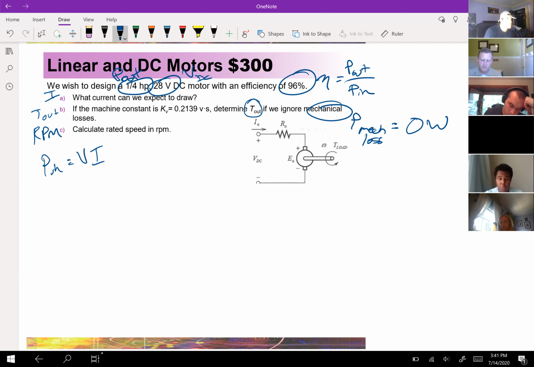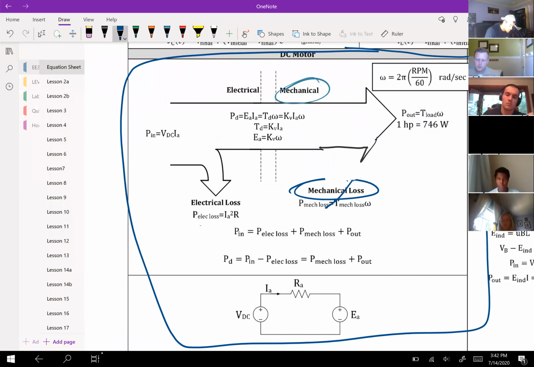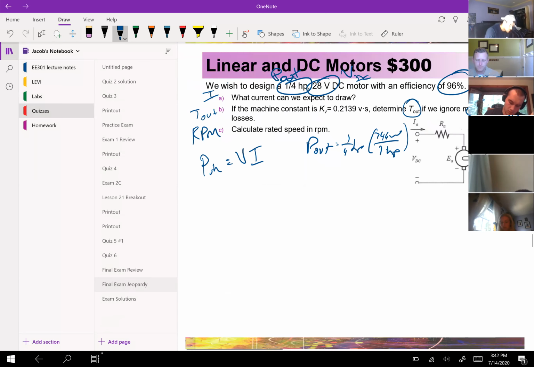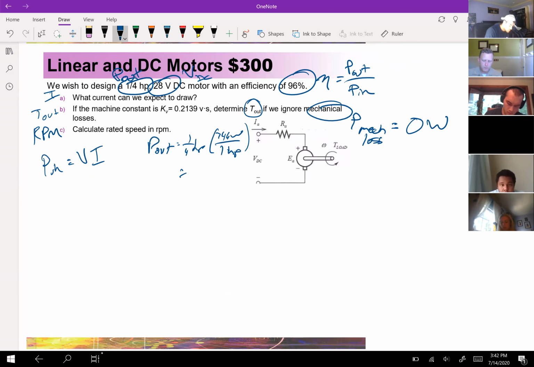Well, I have a P out and I have efficiency. So if P out is equal to 1/4 horsepower, and it says 746 watts to 1 HP, that's on your equation sheet. On the output side, right here, 1 horsepower equals 746 watts. So my P out is 186.5 watts. If I say efficiency is P out over P in, well, if I need P in, then I need P out divided by efficiency.